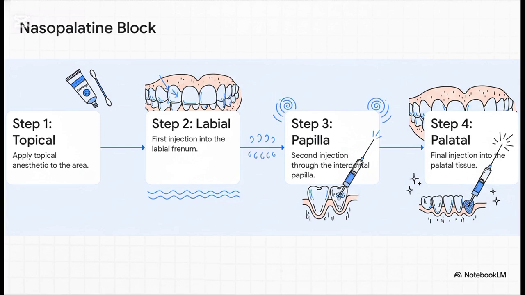So, a really clever and gentle way to do it is with a multi-stepped approach. You don't go straight for the palate. Instead, you start by numbing the tissue on the lip side. Then you can pass the needle through that already numb tissue between the teeth to approach the palate. By the time you do the final injection into the palatal tissue, the patient barely feels a thing. It's a fantastic technique for patient comfort.